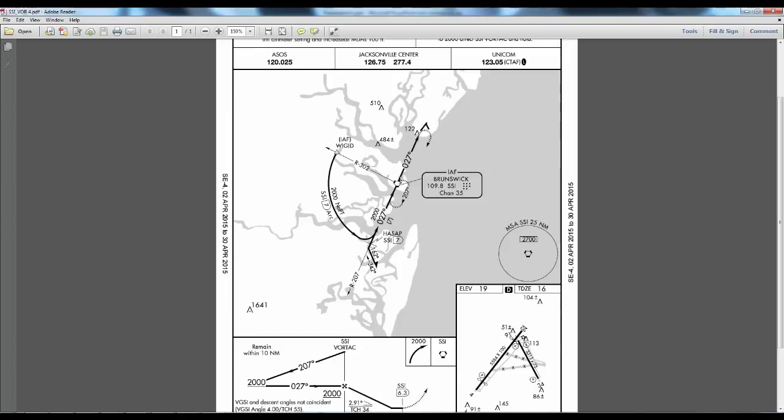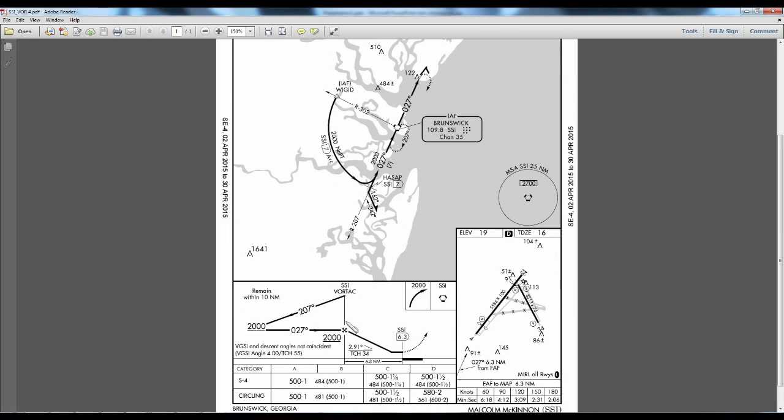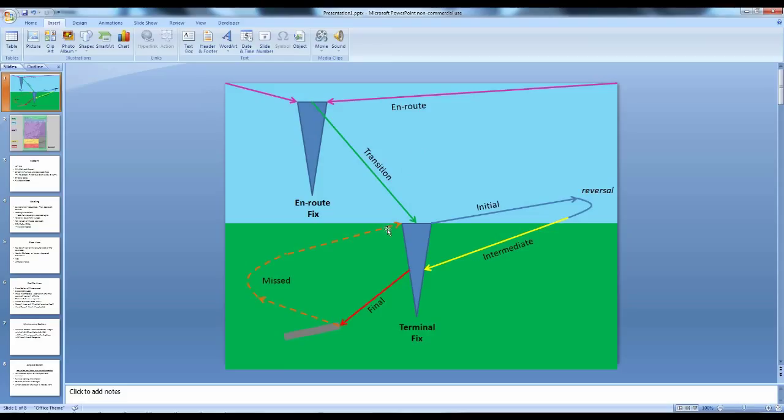The initial approach fix is either Widgeon or Brunswick, depending on which transition you're flying. But it's also the final approach fix. If you can see here, see how this little cross X here, that indicates that is your final approach fix. So Brunswick is our initial as well as our final. So we'll cross Brunswick at, say, 4,000 feet. I don't know about you, but 4,000 feet and less than 4 miles to the runway, that sounds like a power dive to me if we wanted to land.